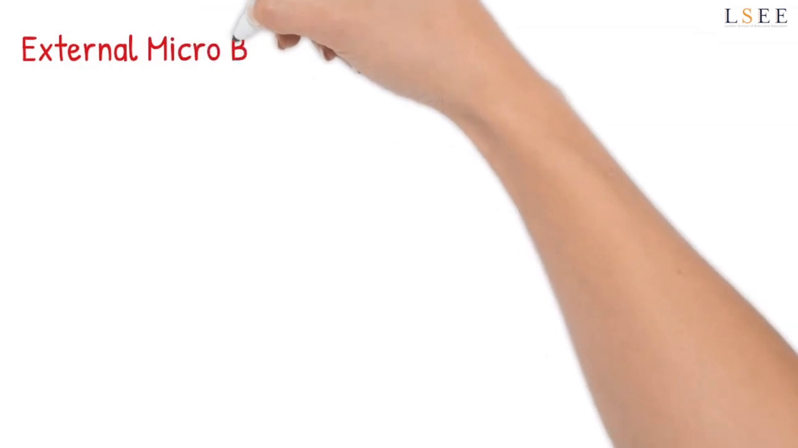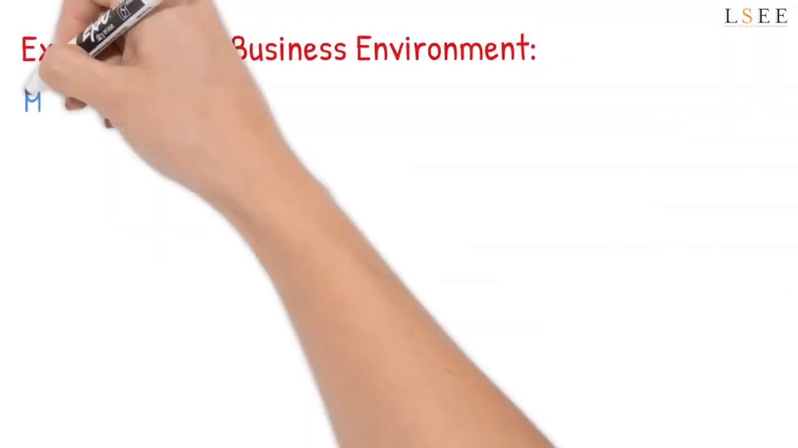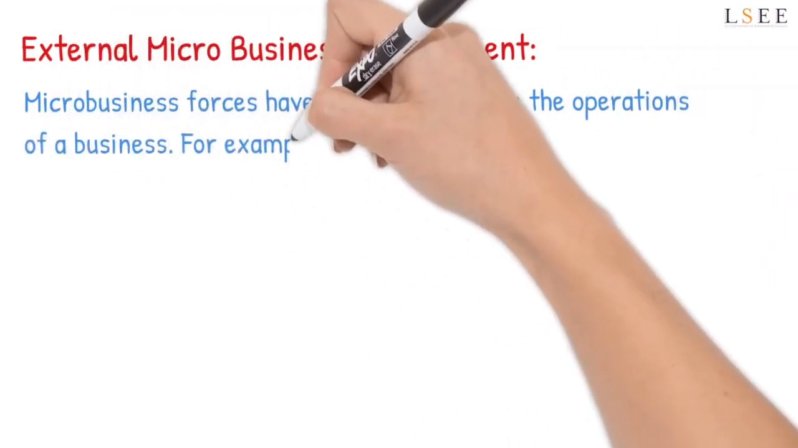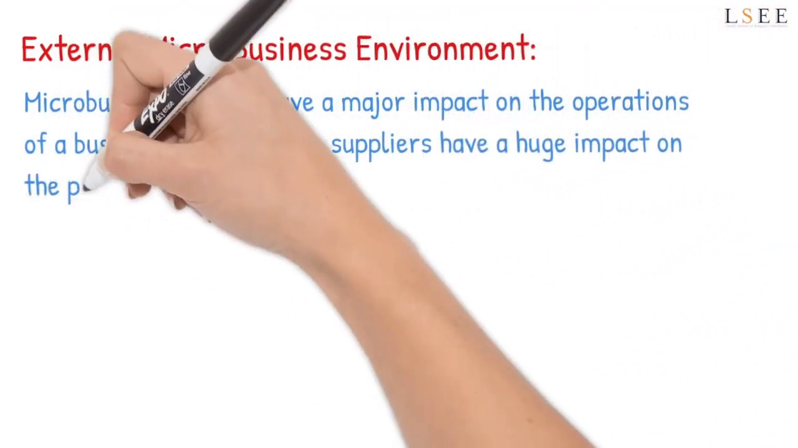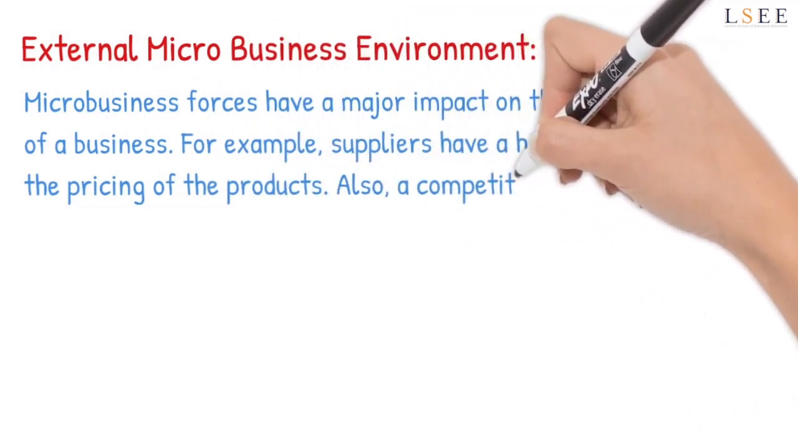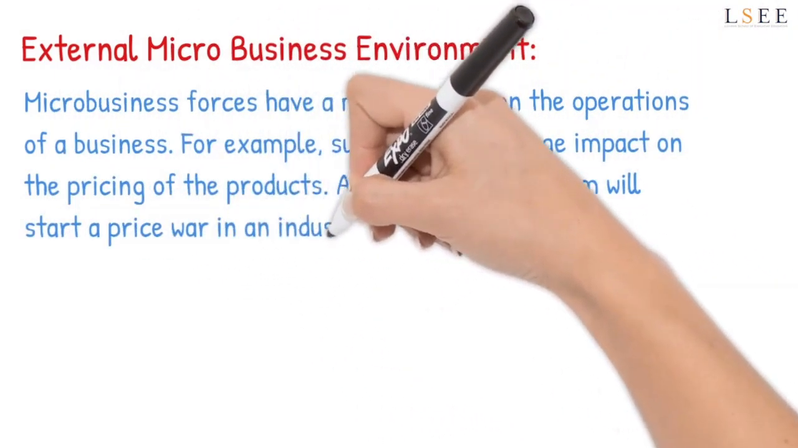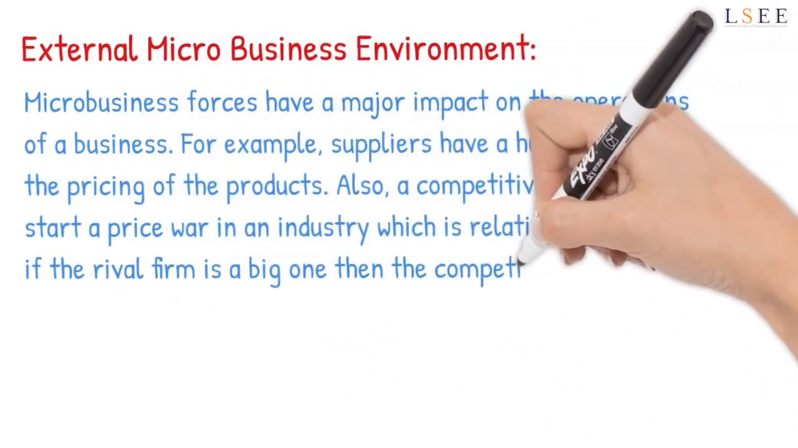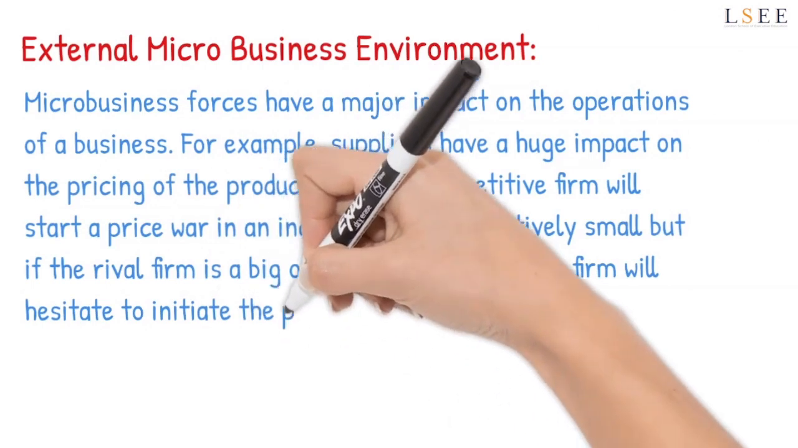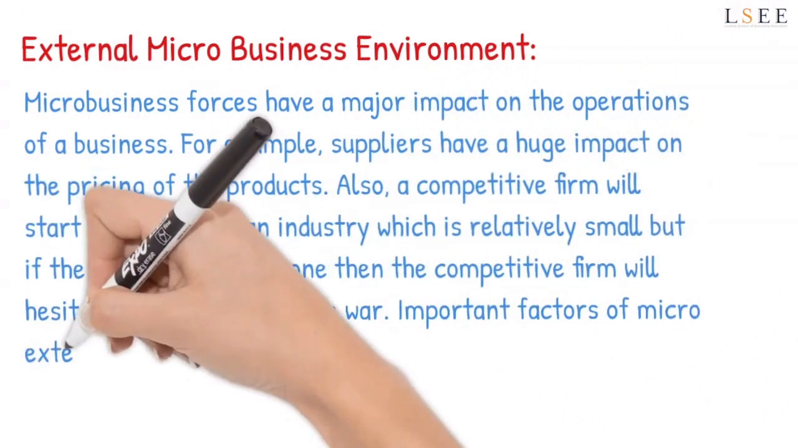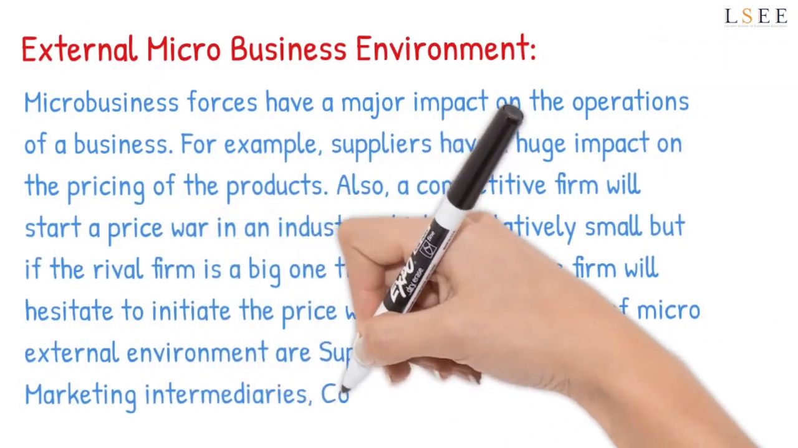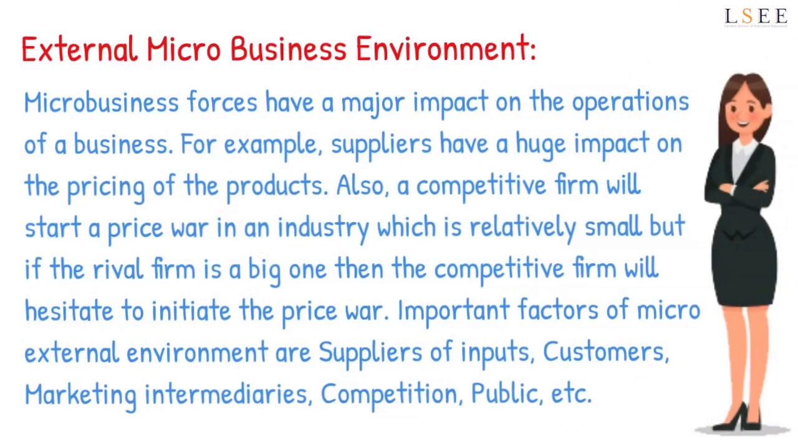External micro business environment. Micro business forces have a major impact on the operations of a business. For example, suppliers have a huge impact on the pricing of the products. Also, a competitive firm will start a price war in an industry which is relatively small, but if the rival firm is a big one, then the competitive firm will hesitate to initiate the price war. Important factors of the micro-external environment are suppliers of inputs, customers, marketing intermediaries, competition, public, etc.